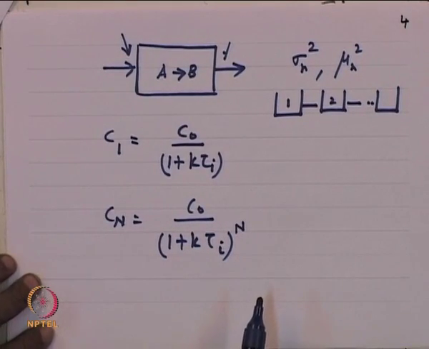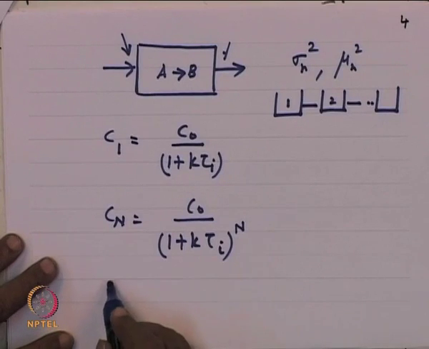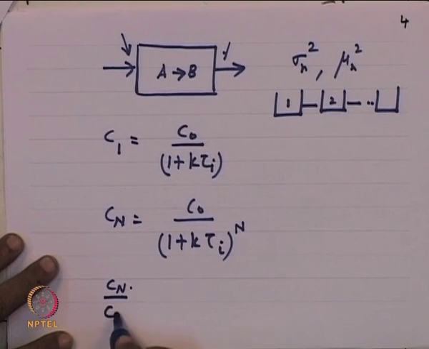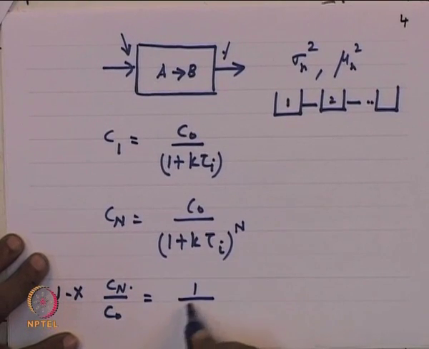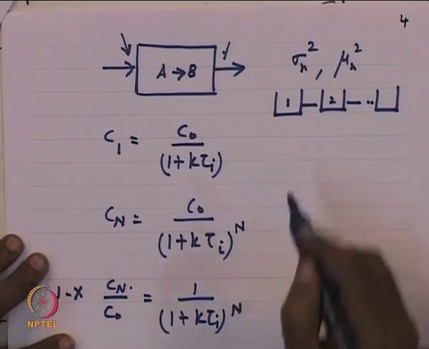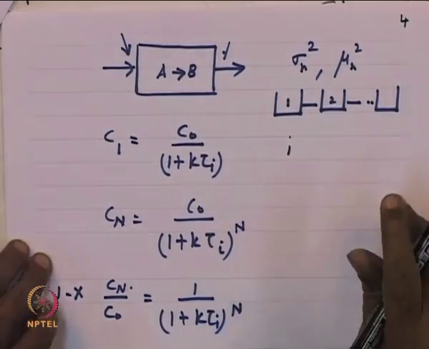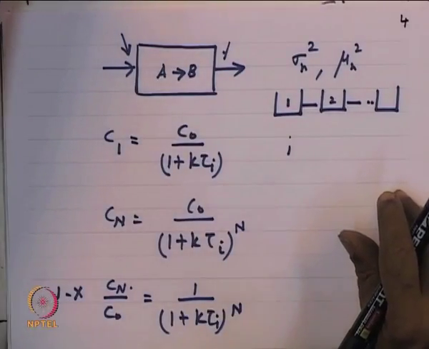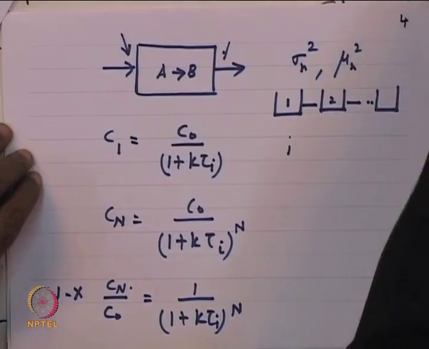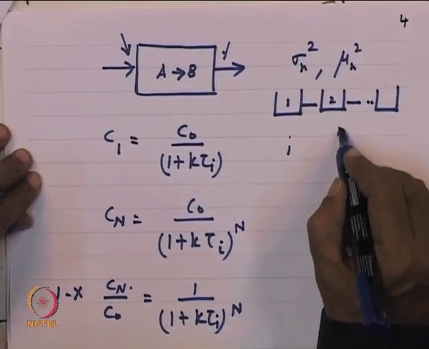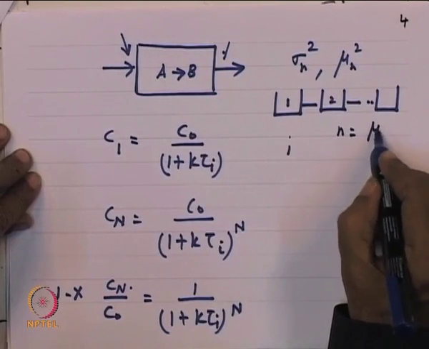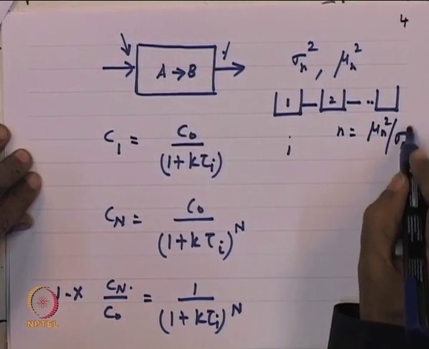Therefore, the performance C n by C naught, which is essentially 1 minus x n, is given by 1 by 1 plus k tau I to the power of n. And we also said in our analysis of the n tank sequence, if you recall, that n is equal to mu squared by sigma squared. We mentioned this.